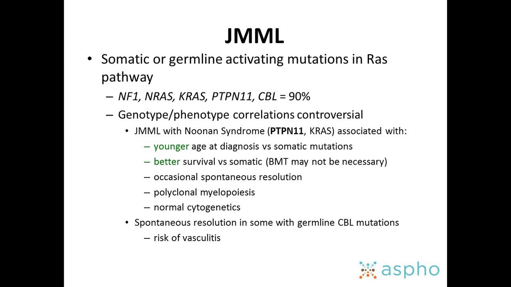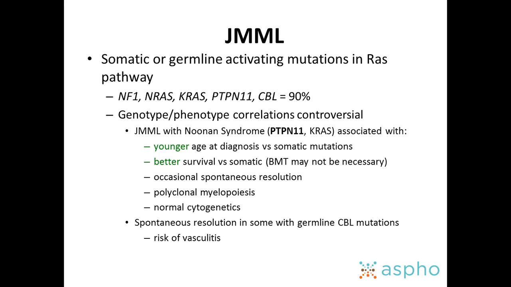So you have somatic or germline activating mutations in the RAS pathway. Know these things, so that if you have BRAF, that's not the right answer. If you have P53, that's not the right answer. It's got to be a RAS pathway gene that's up high on the RAS pathway. And again, genotype-phenotype correlations for the germline mutations are a little bit controversial. I'd stick with Noonan syndrome as the one to commit to memory.